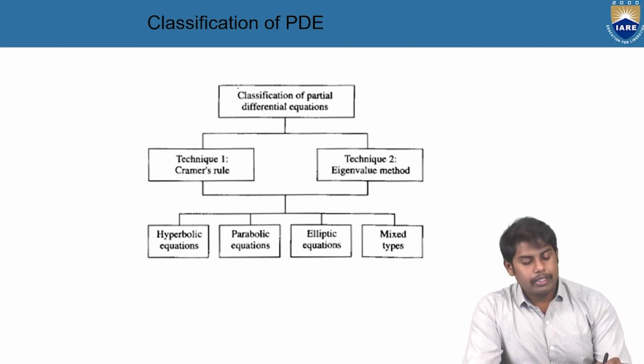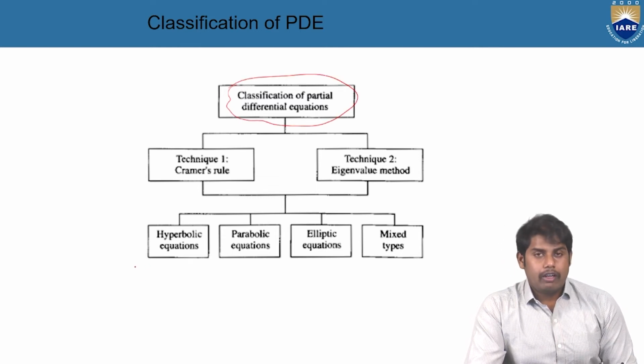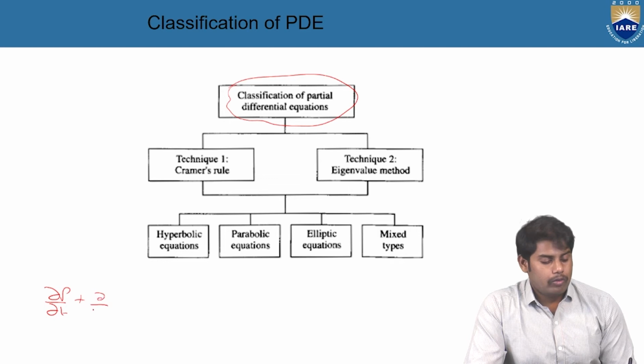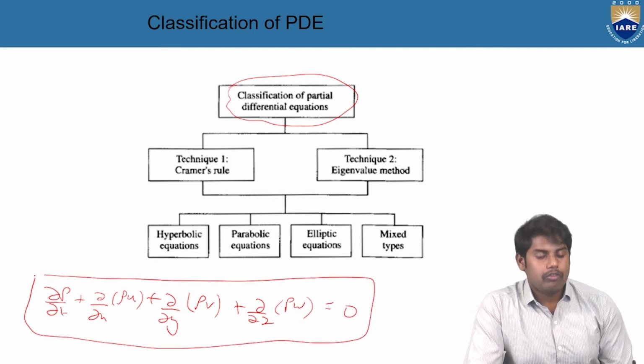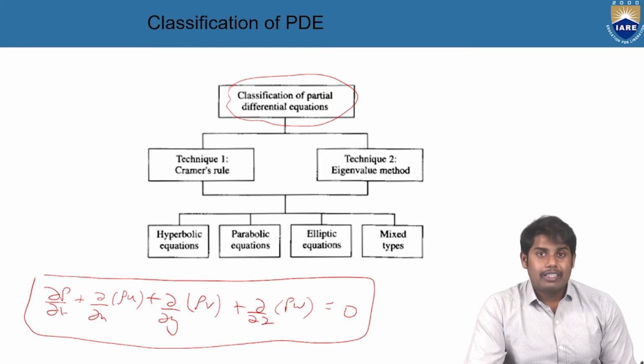Now, the basic thing we have is classification of partial differential equations. Our governing equations, continuity, momentum, energy, are written in partial differential form. So let's say we have dou rho by dou t plus dou by dou x of rho u plus dou by dou y of rho v plus dou by dou z of rho w is equal to 0. So basically this is the full form of the continuity equation. Here you can see you have dou by dou t, dou by dou x, dou by dou y, dou by dou z. So basically these are partial derivatives.